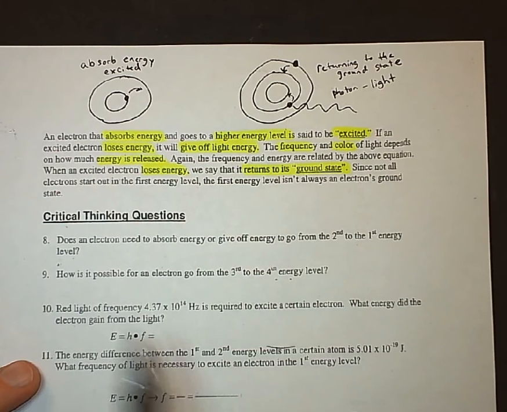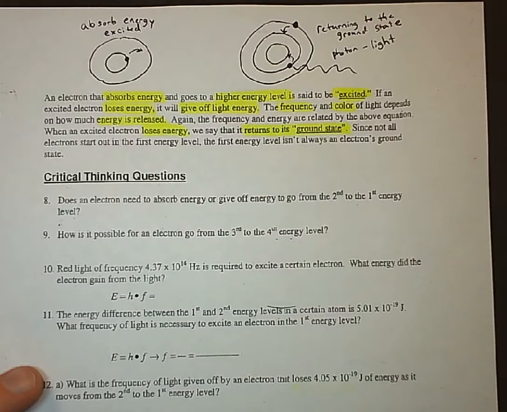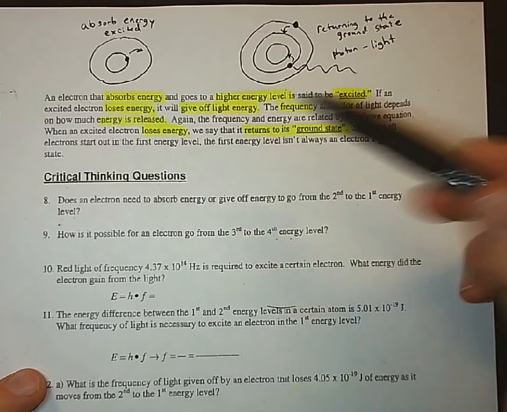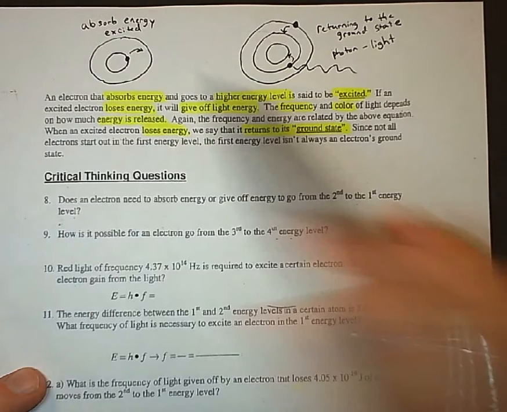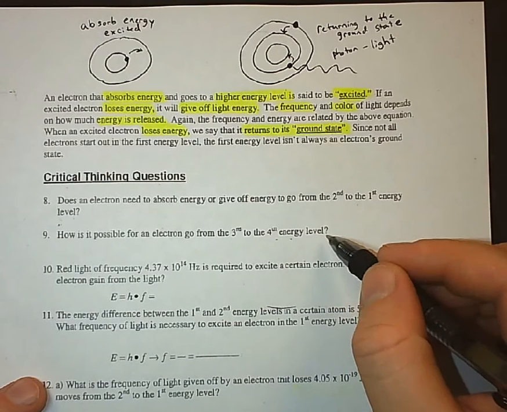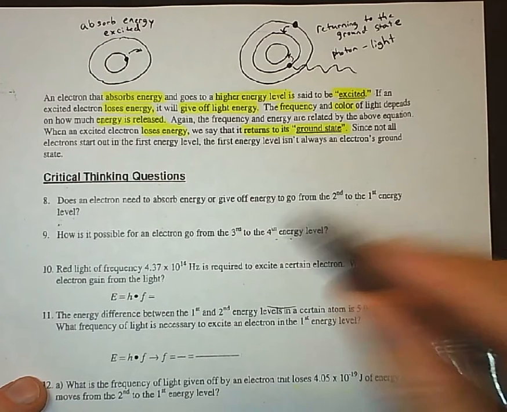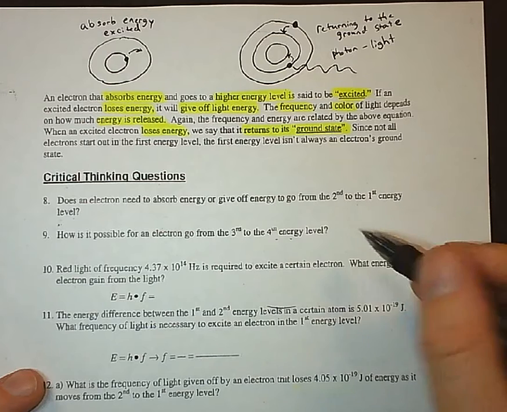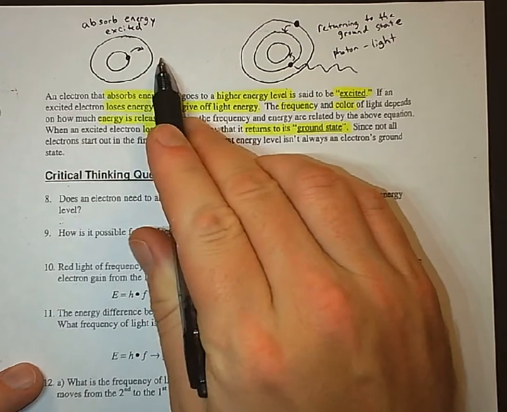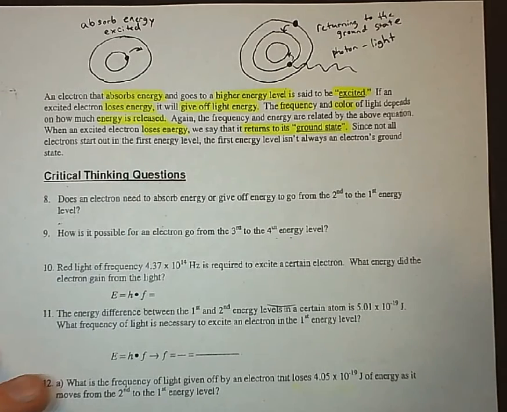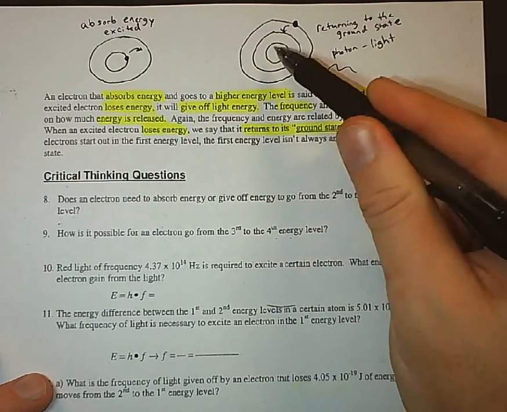Next one, how is it possible for an electron to go from the third to the fourth energy level? Okay, so if we're moving from the third to the fourth, we're absorbing energy and we're becoming excited. A good example of this is running electricity through something, or setting something on fire, or providing energy to it. So if we give anything energy, it's going to absorb that energy and our electrons are going to move out. Once we stop giving that energy, they like to quickly move back into the inner shells.